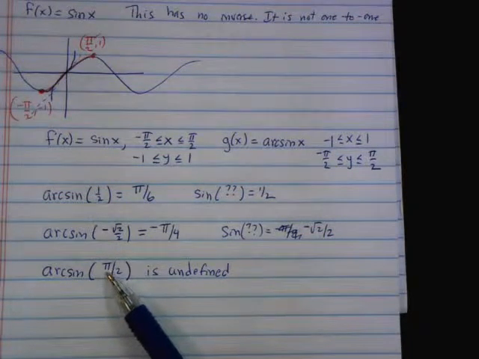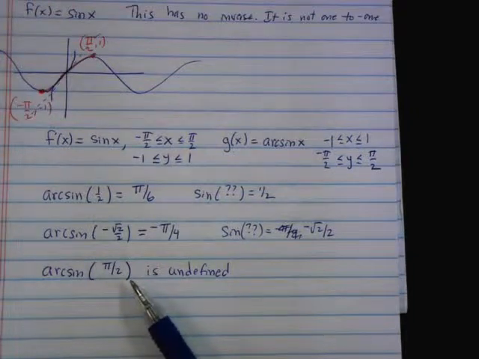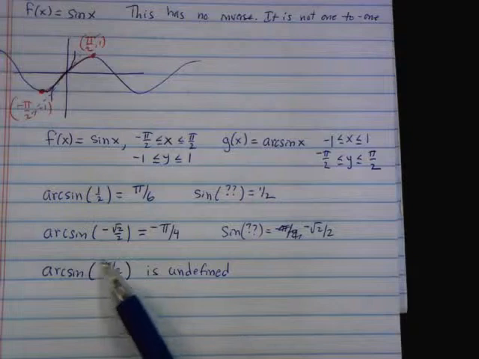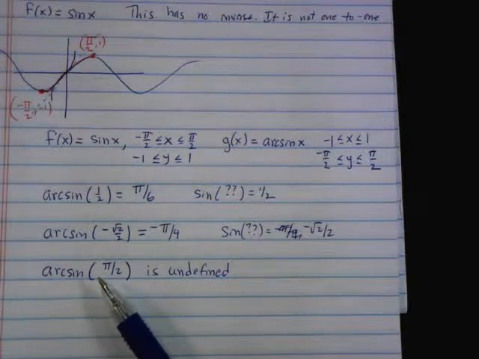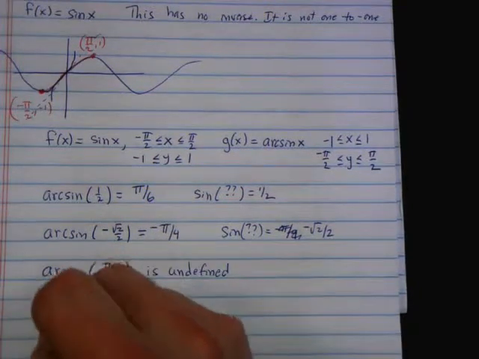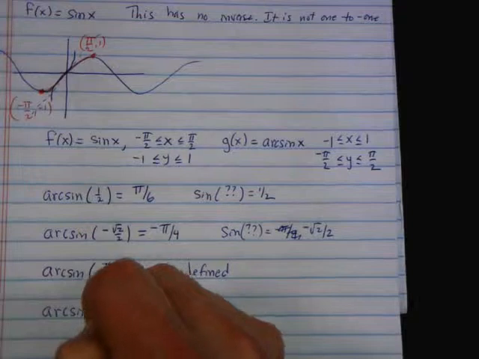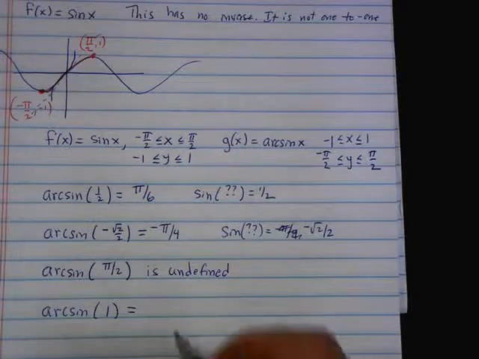Pi over 2. Pi is about 3.14. So 3.14 divided by 2, that's a number bigger than 1, isn't it? Can I plug a number bigger than 1 into this arc sine formula? No, I cannot. So the answer is undefined. If I had asked you arc sine of 1, then you would have told me arc sine of 1 is pi over 2. That's correct.